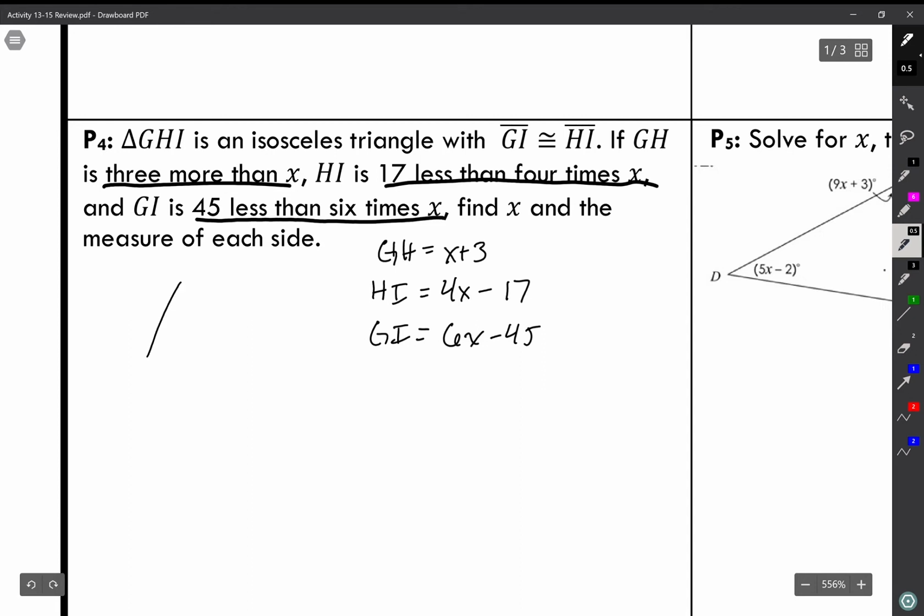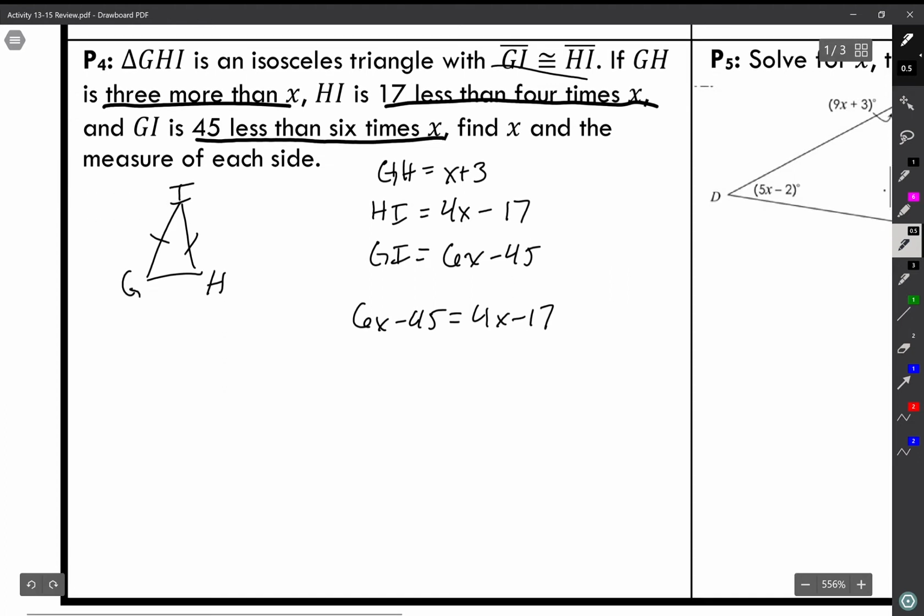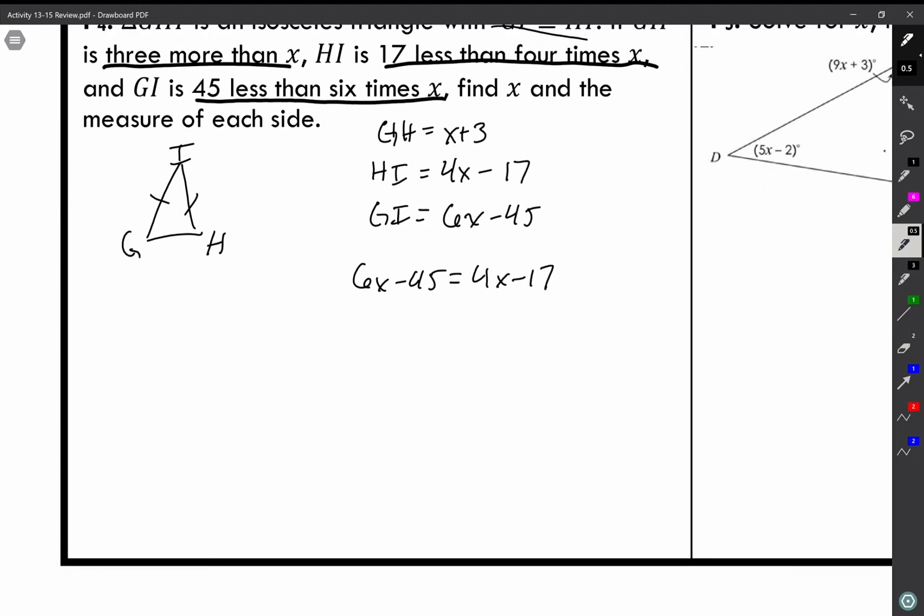It's an isosceles triangle, I is the vertex angle, and G and H are the base angles. We know that because of this right here. So GI, which is 6x minus 45, is equal to 4x minus 17. We solve. Subtract 4x from both sides, we get 2x. Add 45 to both sides, so 45 minus 17 is just 28. That leaves us with x equal to 14.